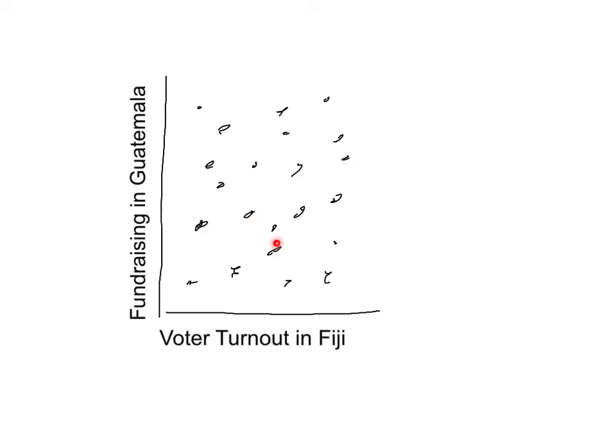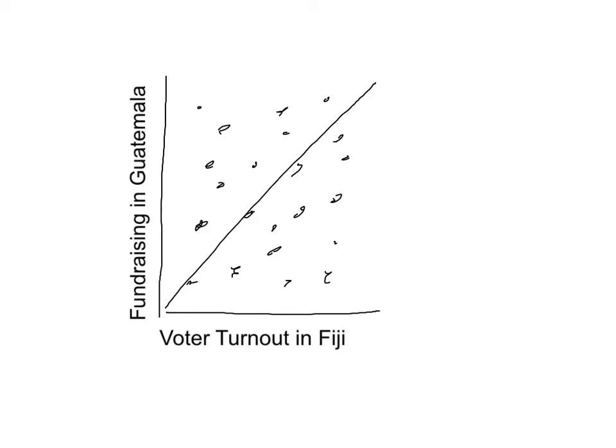However, regression analysis will still draw a line through the middle of this data, and the equation of the regression line will give us a slope, a y-intercept, and a way to estimate fundraising in Guatemala based on every level of voter turnout in Fiji. The line will probably look something like this. It's right through the middle of the data. Of course, this line doesn't help us do anything.